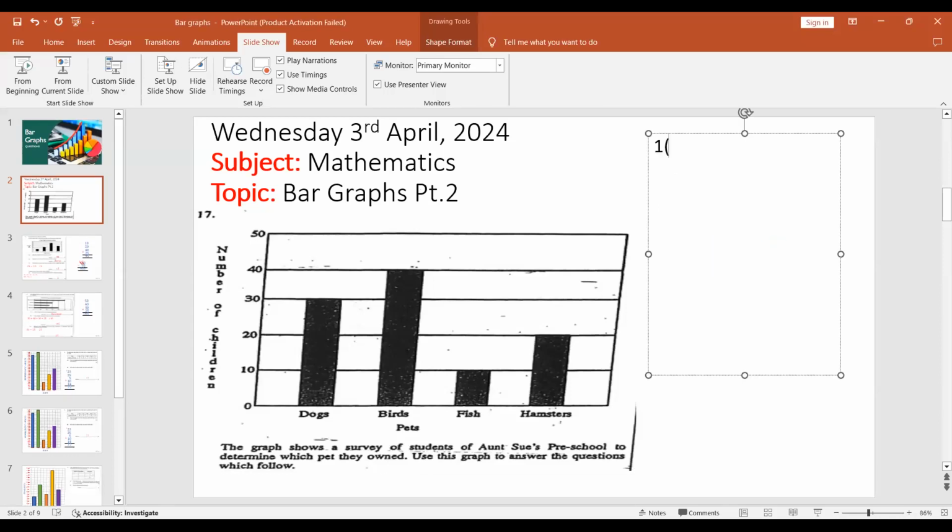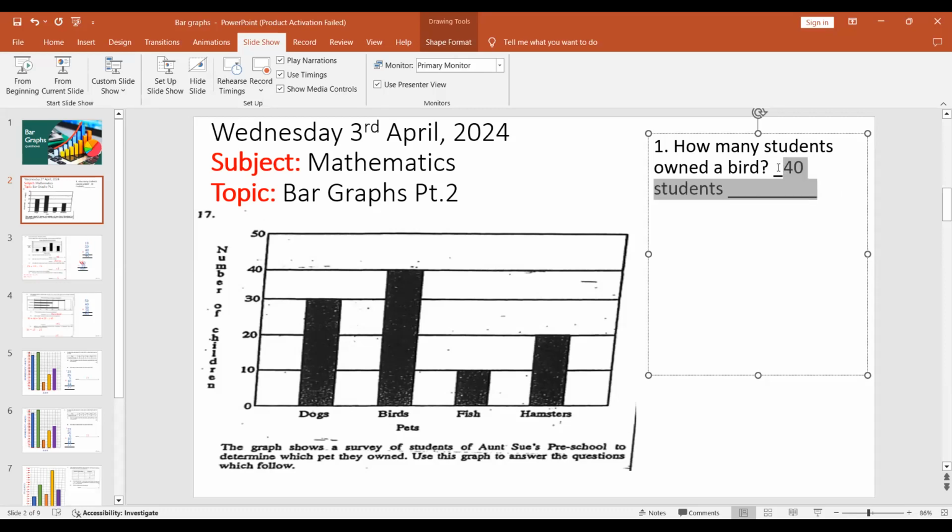This is gonna be question 1. How many students owned a bird? And I think this is very clear from this one. What do y'all have for how many students own a bird? What's the answer for that one? 40. So the answer is 40 students.